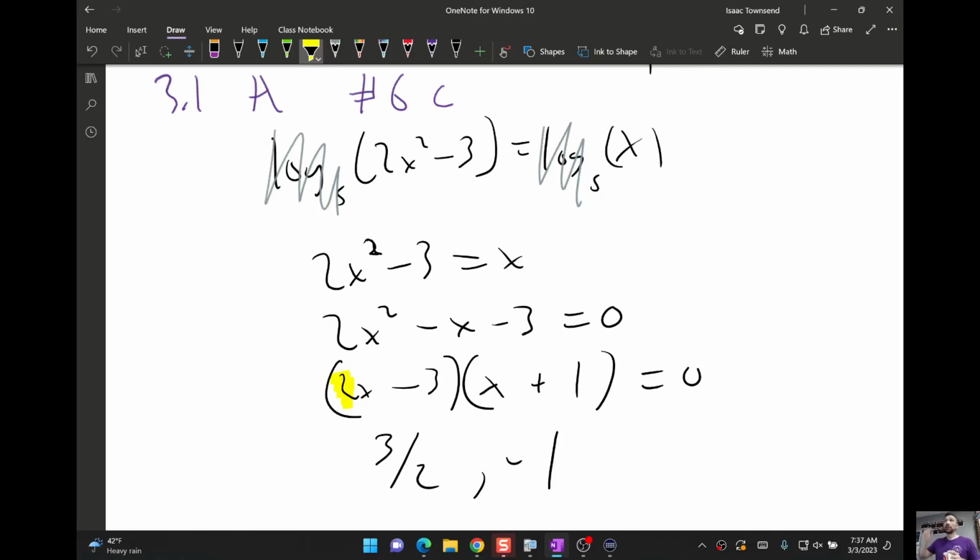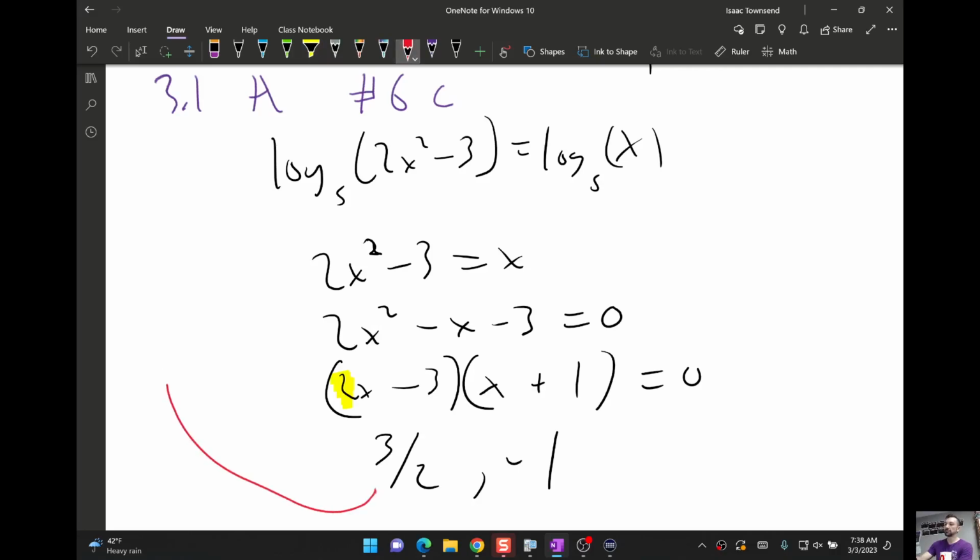Now, the only other part of this that was logarithms is, unfortunately, with log equations, one or both of these could be extraneous. Not because I factored wrong, not because I solved my quadratic wrong, not because my first step is wrong. But in the convenience of doing this first step, we have created what's possibly an extraneous solution.